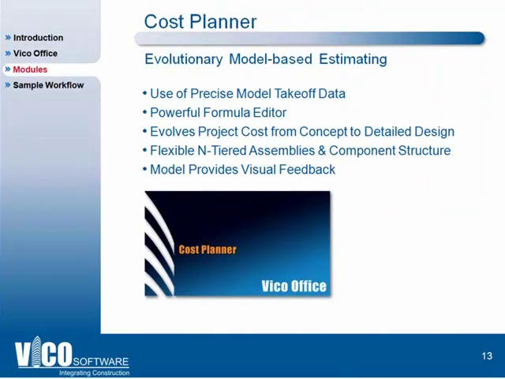Cost Planner is a module that will be delivered as part of Vico Office Phase 2. And Cost Planner uses the quantities prepared with Takeoff Manager and does that through a powerful formula editor that we will show in the next slide, but also during the demonstration. The n-tiered cost structure that we have in Cost Planner allows you to really evolve cost estimates, starting at a very conceptual level, but going down all the way to detailed design phase and to construction documentation level of detail.